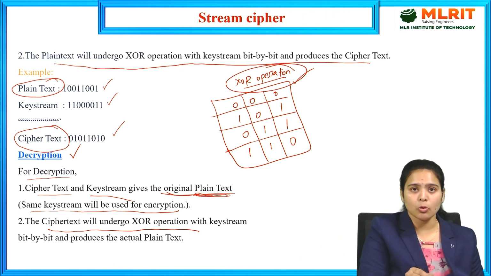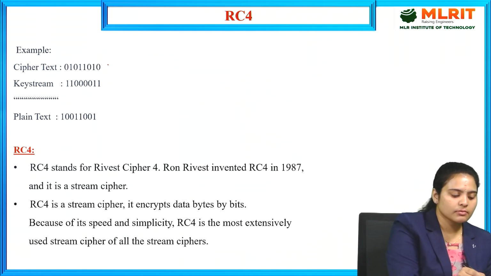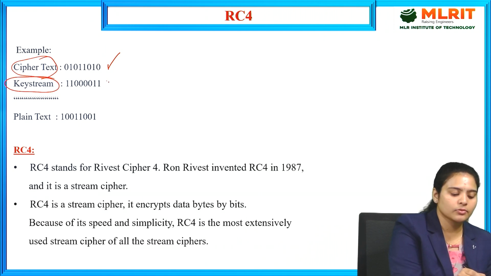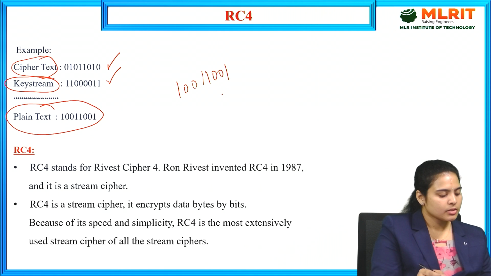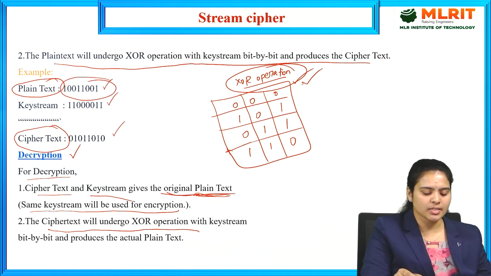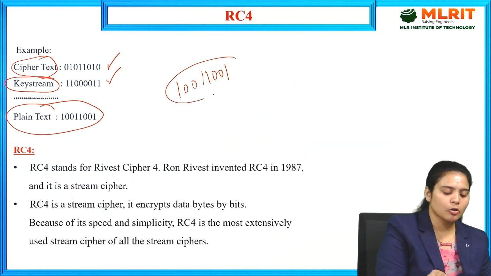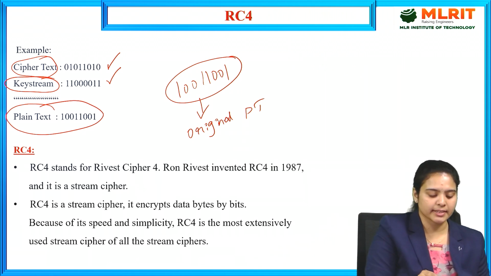We need to see an example of this whole process. I have taken an example ciphertext here, and a key stream value is also taken, and we have got the original plain text. What is the original plain text? 1 0 0 1 1 0 0 1. As seen in the previous slide, this is the original plain text. This is the example of the decryption process, and this is the output of the original plain text.